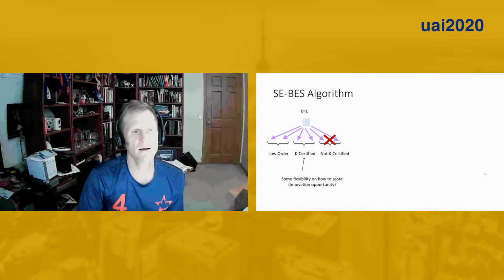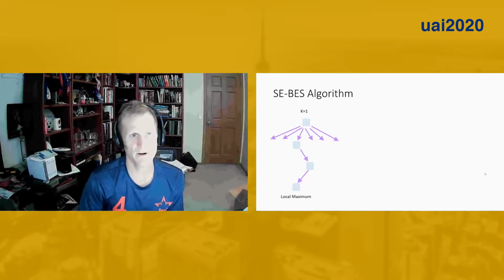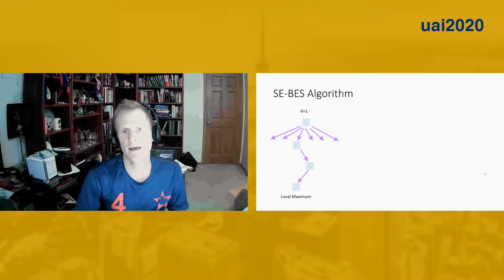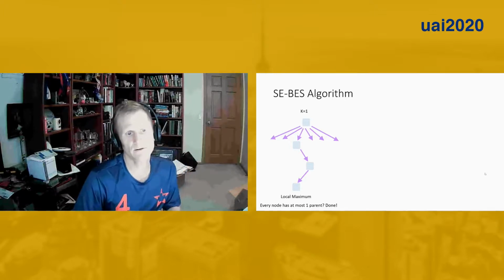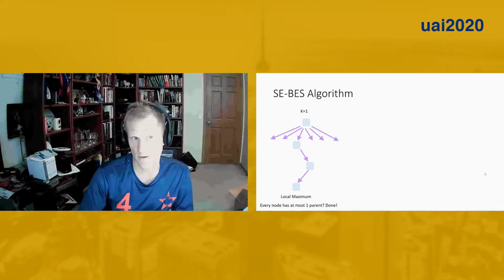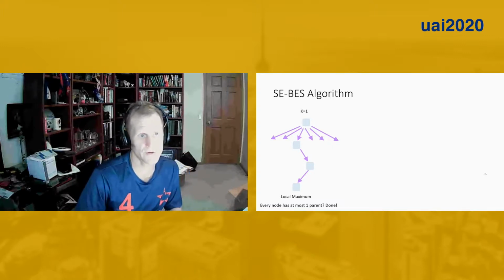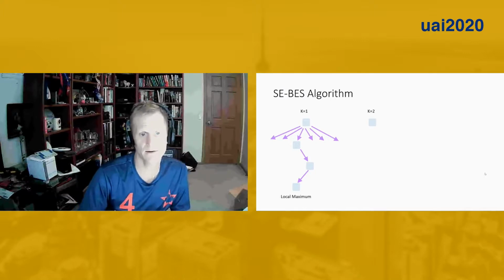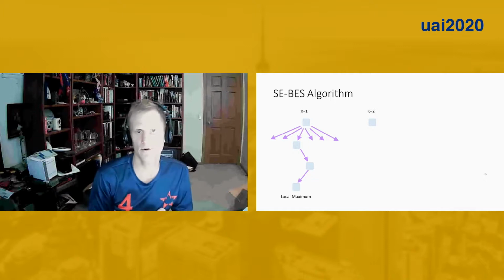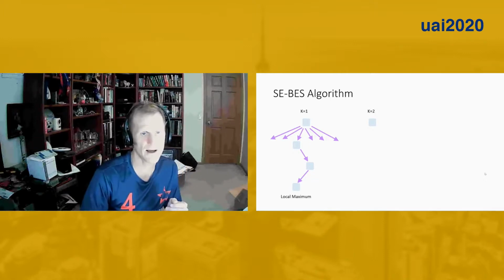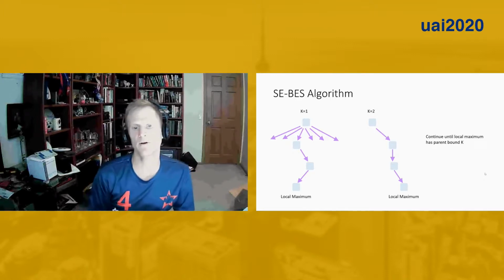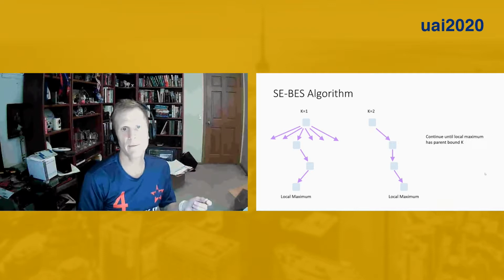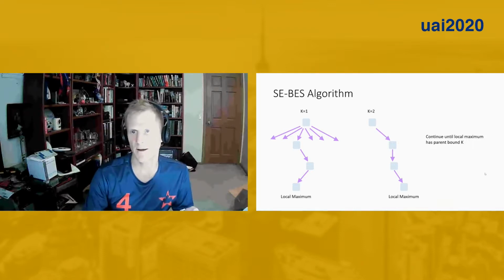So then we greedily follow these operators until we hit a local maximum, and we look at the local maximum and ask, in this maximum, does every node have at most k parents? And if the answer is yes, we're done. Otherwise, we increase k, so we're going to do one higher order independence test as we progress through the algorithm. We go to a local maximum, ask the same question, and we continue doing this until we reach a local maximum where the parent bound is equal to this k.